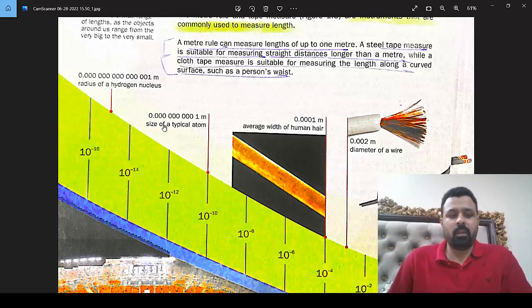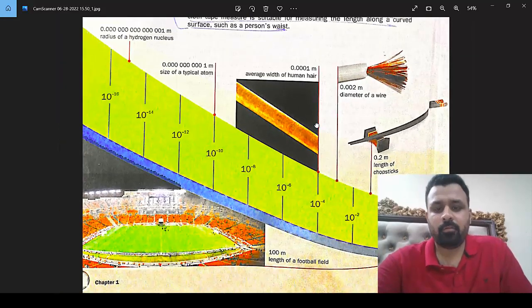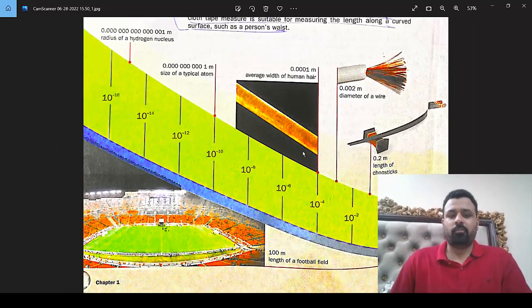So if we write it in simple notation, it can be written as 0.000 and something and so on. The average width of a human hair is 0.01 meter, so it is preferred to write it as 10 raised to power minus 4 meter.